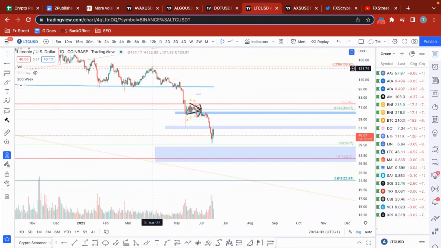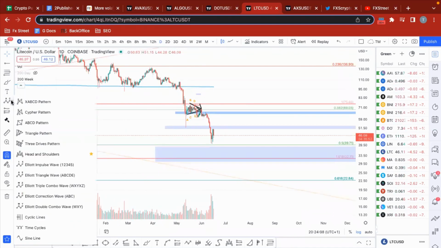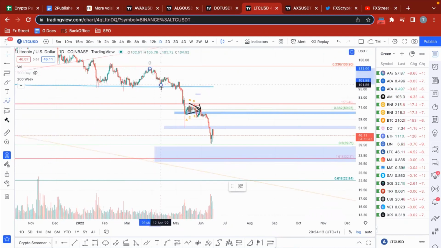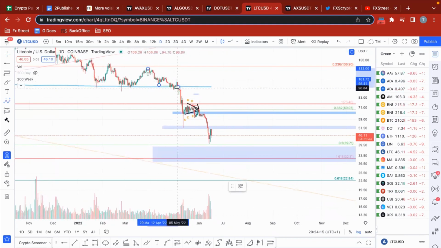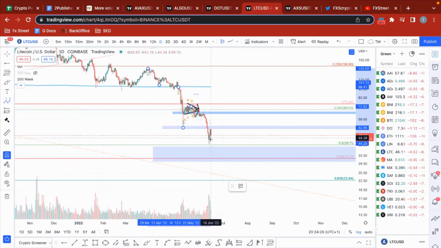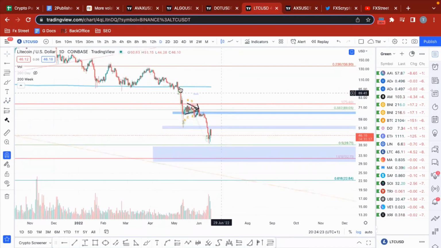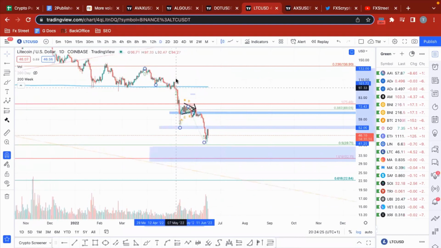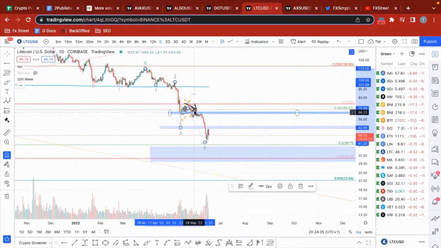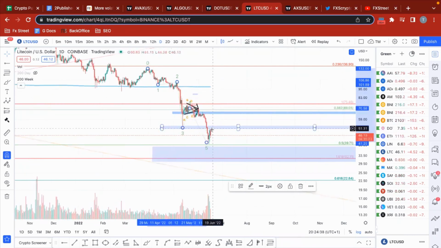Now, I think what we have just seen is this. This was wave 1. This was some sort of complex wave 2 that broke through wave 1. This is wave 3, wave 4, and possibly wave 5 is over. I think wave 1 is here. So this is my triangle wave 4. Now you have 1, 2, 3, 4.